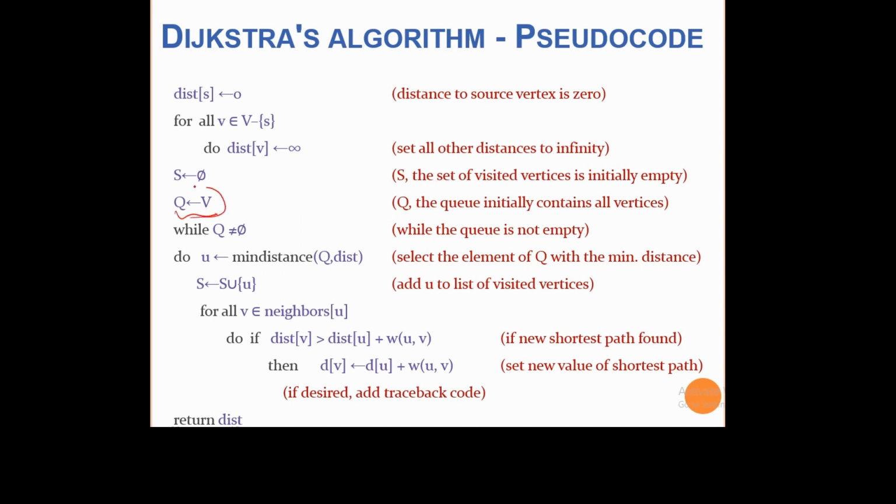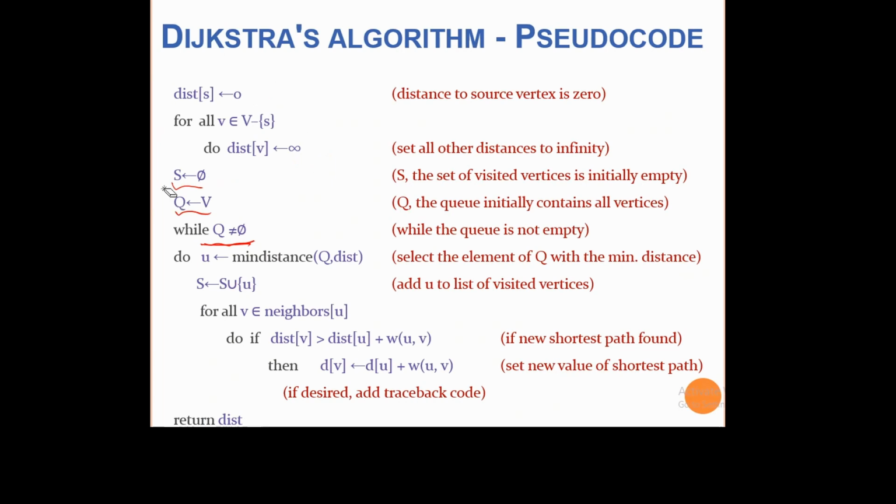Initially all the vertices will be inserted into the queue. So the queue contains initially all the vertices. What we have done till now in these steps is initialize the distance variable for the source node to zero, and the distance values of all the vertices to infinity. The visited vertex set is initialized to null, and the queue is initialized with all the vertices. So while Q is not equal to null, we extract a node from the queue, and we modify the distance values of all the adjacent nodes.